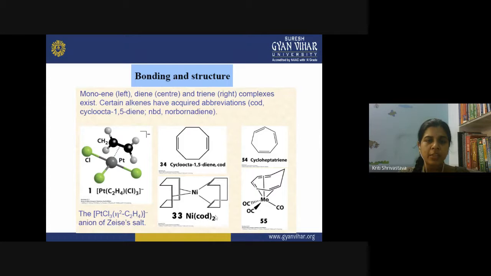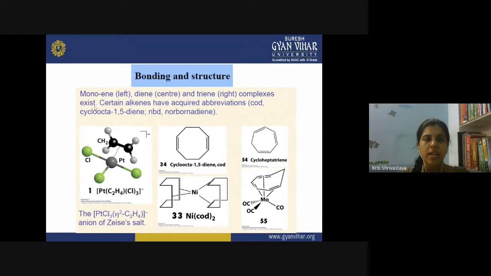So nickel COD twice. You can see here the nickel atom is combined with the two double bonds of each of the COD. So this is a diene type of alkene complex. Two double bonds are available with the ligand, and they both are connected to the metal atom, and two such ligands are involved in the bonding. So we have this nickel COD twice. This is the type of diene complex.